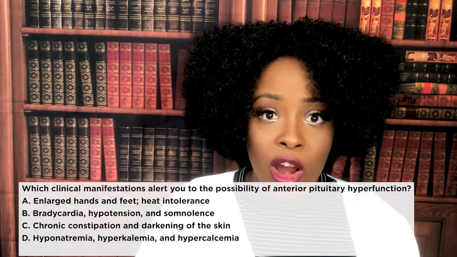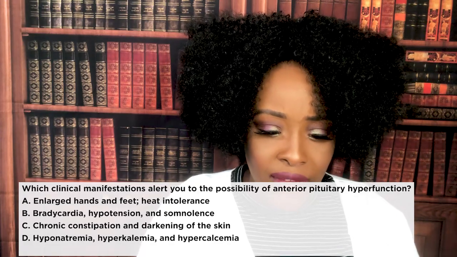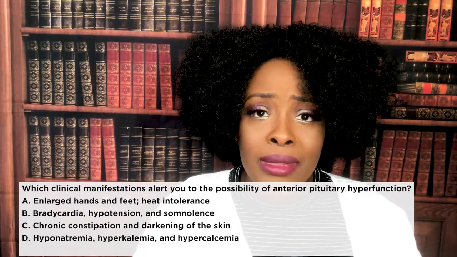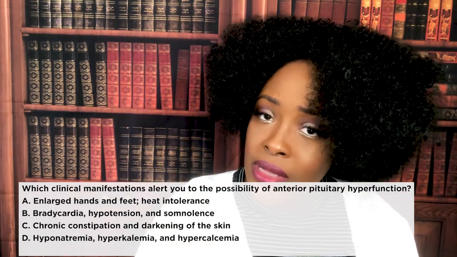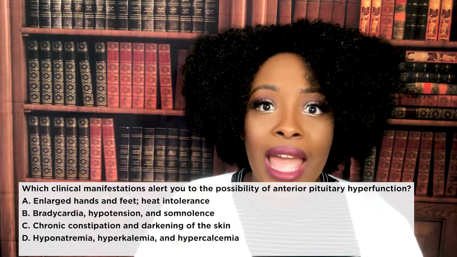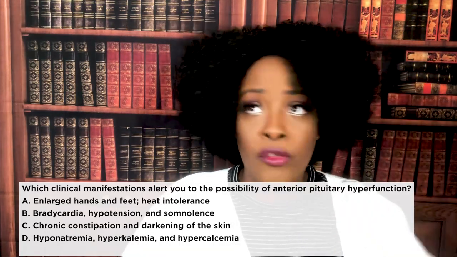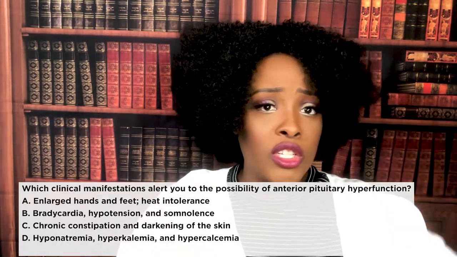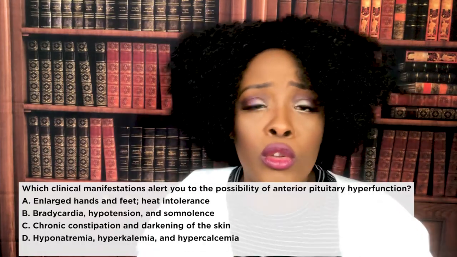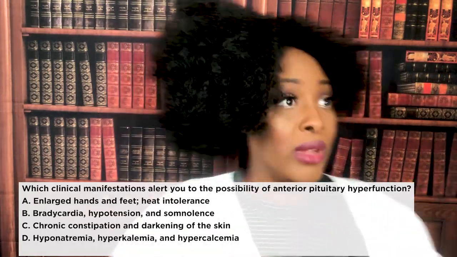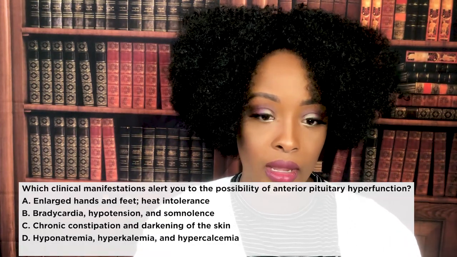So look at A, enlarged hands, because of that growth hormone. I just talked to you about that. That's going into overdrive. Heat intolerance, why? Because TSH, thyroid stimulating hormone, is increased. You know what that TSH does? It increases your metabolism. So everything is up through the roof. Blood pressure is through the roof, heart rate through the roof, your cognitive function. You're going. The metabolism, the body's going. That's why the patient has heat intolerance, because they're always like this. They're going to be hot, right? So the correct answer is A.